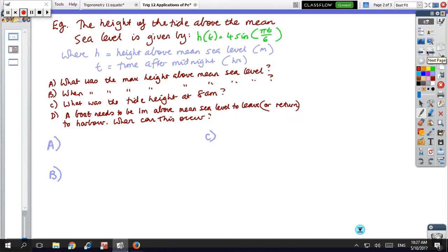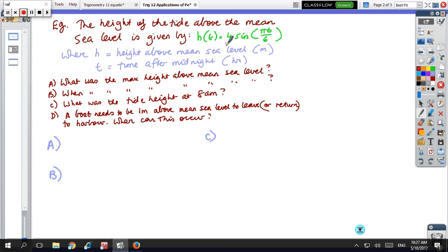The height of the tide above the mean sea level, not above the sand, above the mean sea level, is given by that formula, where h is the height above the mean sea level in metres and time is after midnight measured in hours. So I've got a series of questions. What was the maximum height? When was the maximum height? What was the tide height at a certain time? And if the boat needs to be 1 metre above the sea level to get out of the harbour, when can this occur? Okay. So we're going to start off with just having a look at the function.